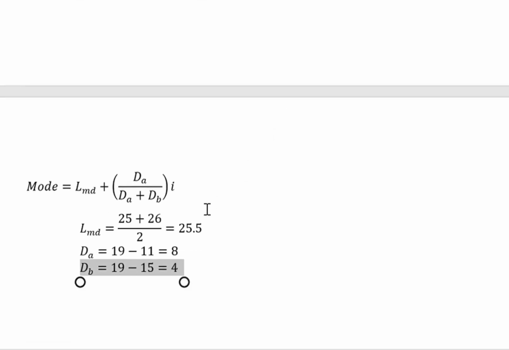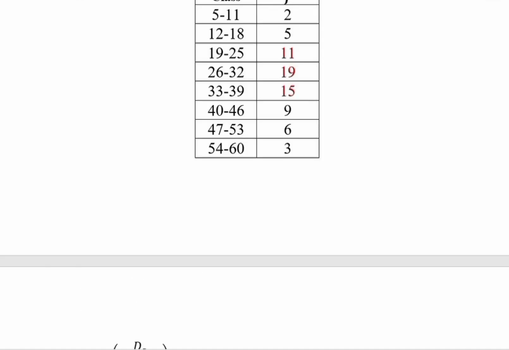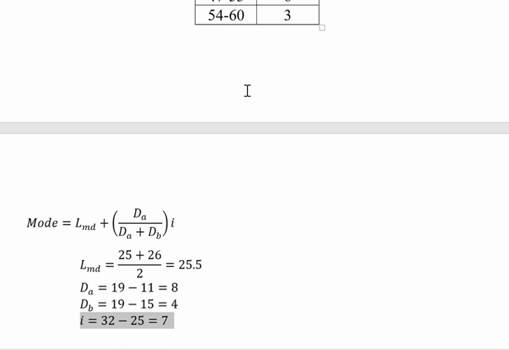Now we have this one remaining, the class interval. Now, how do we get I, the class interval? For us to get the class interval, check the highest value in the modal class, which is in this case 32. Subtract the highest value in the preceding class, which is 25, from it. So we shall have 32 minus 25, and that is 7.